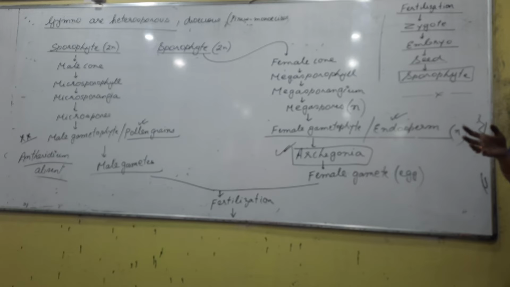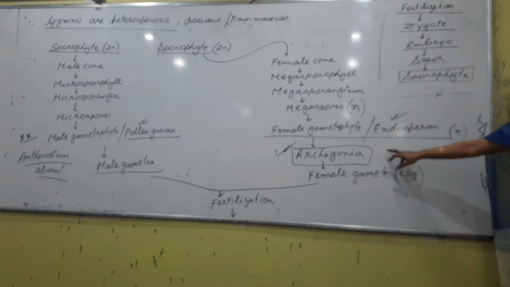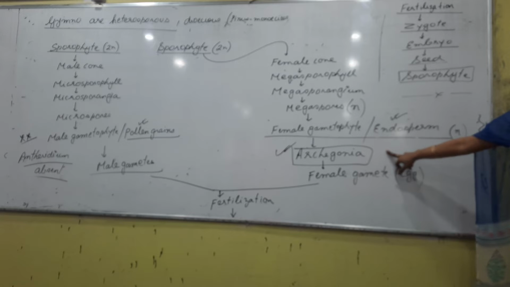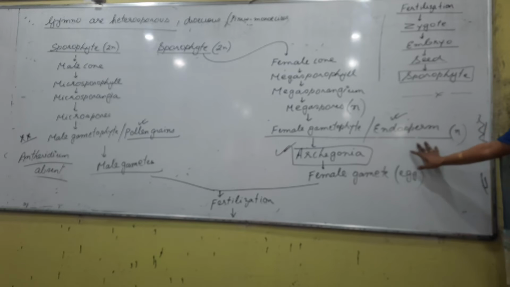We'll be talking about polyembryony in details, but the basic point is there should be more than one egg, right? So Archegonia thakibo. To have more than one egg, you should have more than one Archegonia also. So in case of Gymnosperms, the endosperm has more than one Archegonia. Inside the Archegonia, we have eggs. So more than one egg will fertilize, that will result in the development of more than one embryo, and so this is what is called as polyembryony.